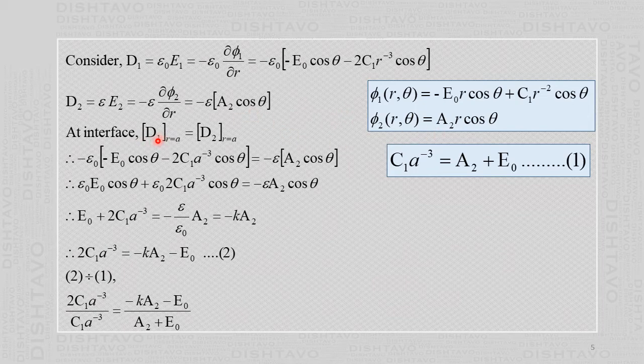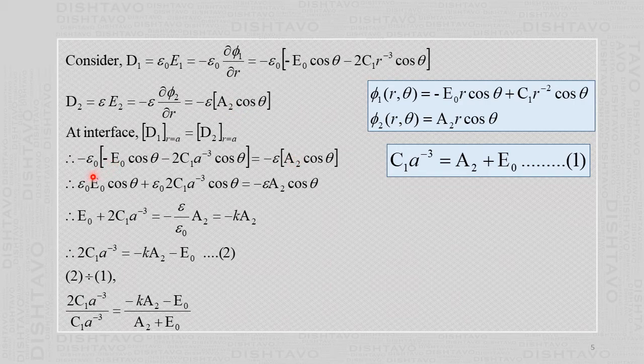Then at the interface, this is the boundary condition: electric displacement vectors are continuous. So on the surface r equal to a, D1 will be equal to D2. For r equal to a, D1, when you put r equal to a here, what you get is epsilon minus epsilon 0, minus E naught cos theta minus 2 C1 a raised to minus 3 cos theta, and here what you get is minus epsilon A2 cos theta. There is no r there. So the same quantity will come here.